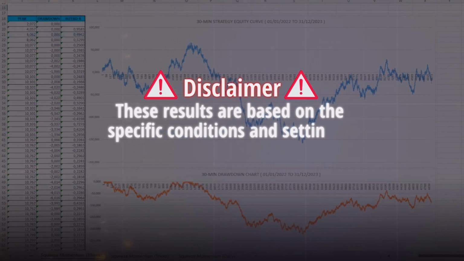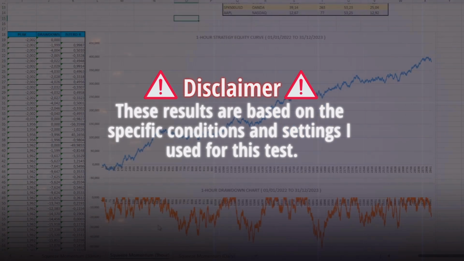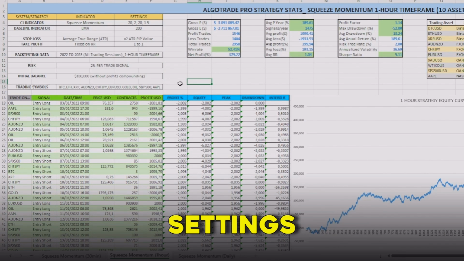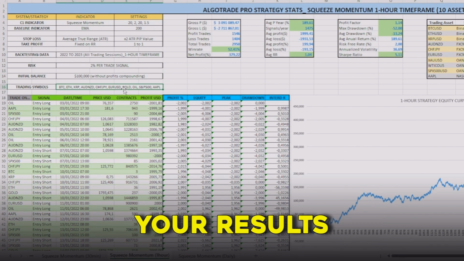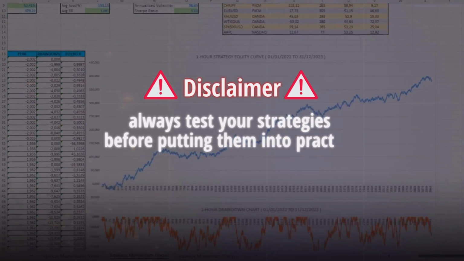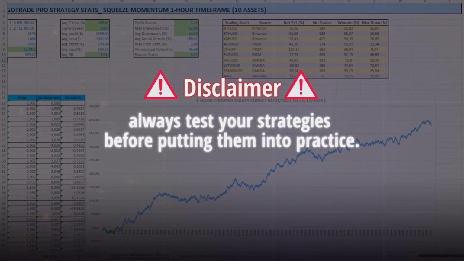Please keep in mind that these results are based on the specific conditions and settings I used for this test. If you change the conditions, settings or even the assets, your results may change, potentially yielding better outcomes. So don't forget to always test your strategies before putting them in practice.